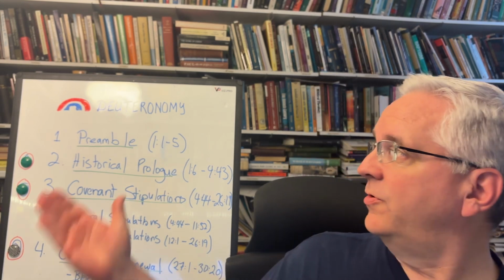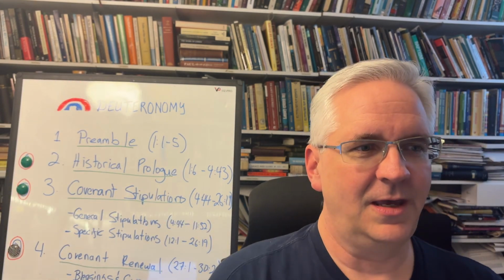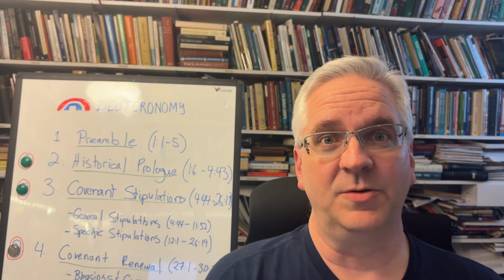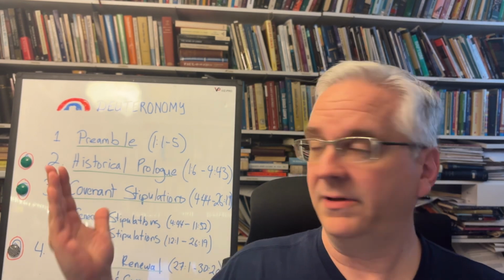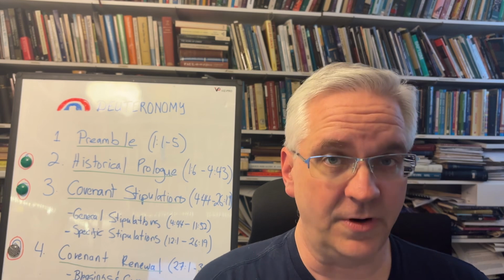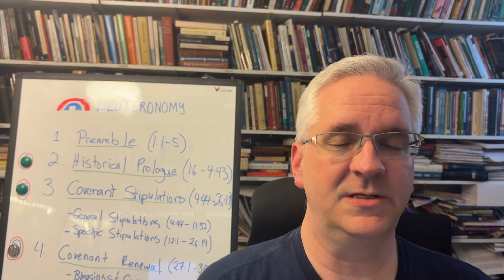So, Deuteronomy. You'll notice the covenantal symbol here. That is because it is a covenantal book. And you may wonder how it gets its name. We're now in the fifth book of the Torah, the first five books of the law of the Old Testament.